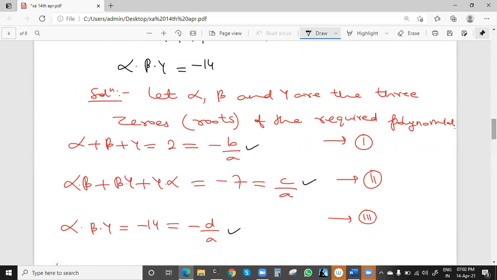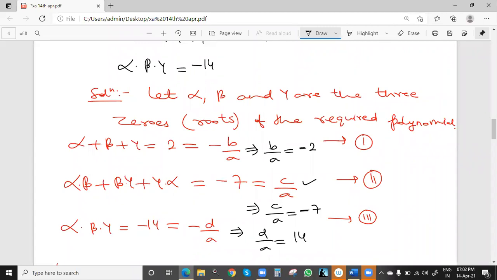Because we have the values of b by a. See, minus b by a is 2, so b by a will be minus 2. Here c by a directly value is given, minus 7, so c by a equal to minus 7. And here d by a will be equal to 14, because minus minus will cancel out. So this will be 14, right?